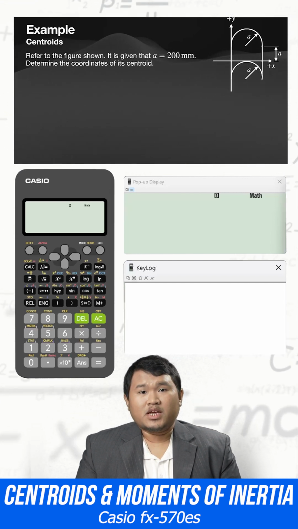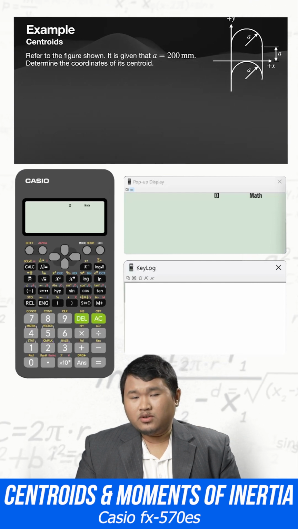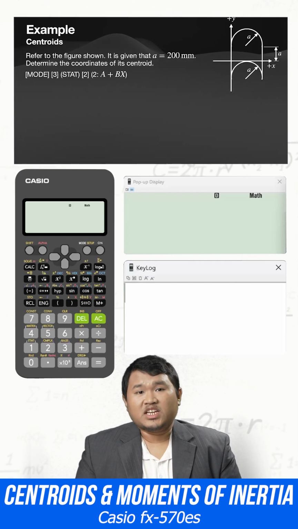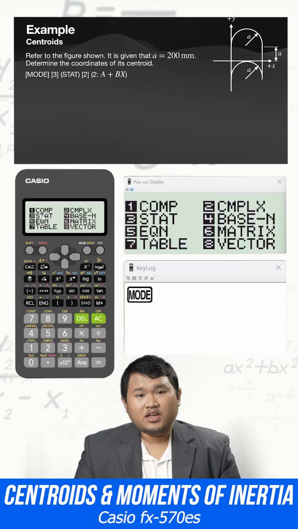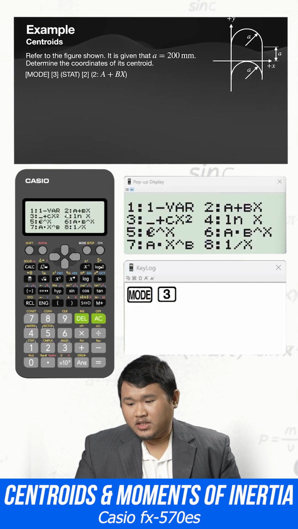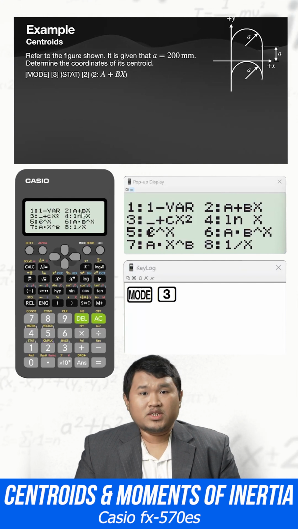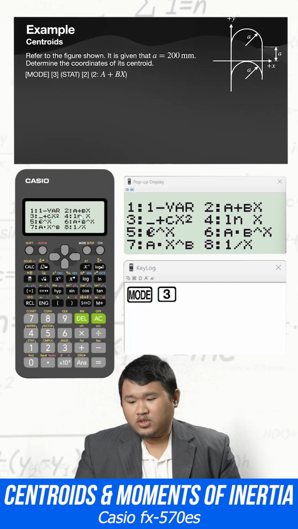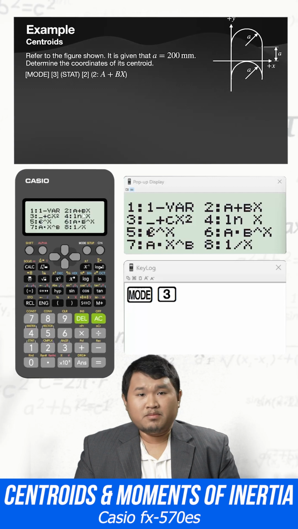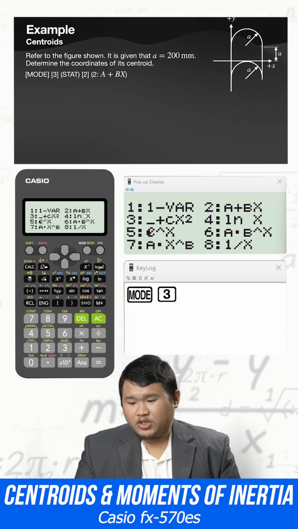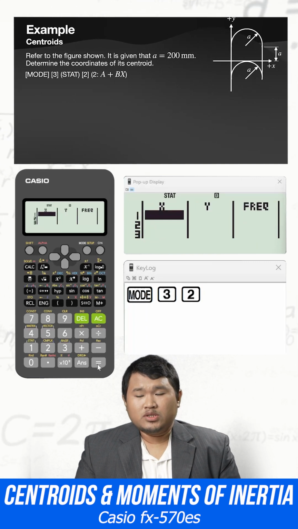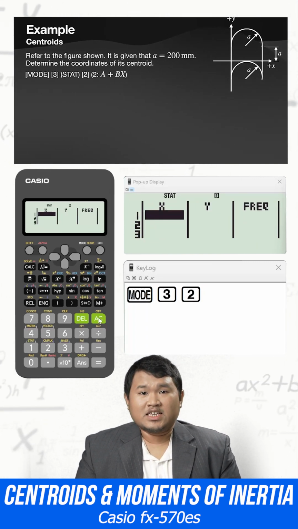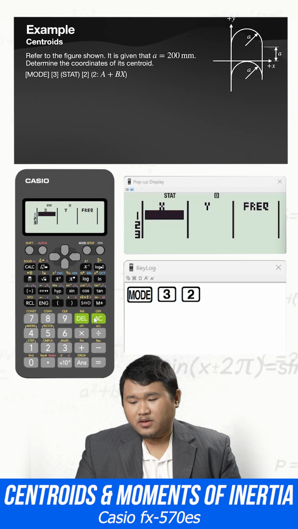To do that, we will enter stat mode using mode 3. We have mode and then 3 for the stat mode. And then, since we are just doing simple calculations, we'll just use the a plus bx linear regression, option 2. You can use any other regression methods as long as it has x and y variables.